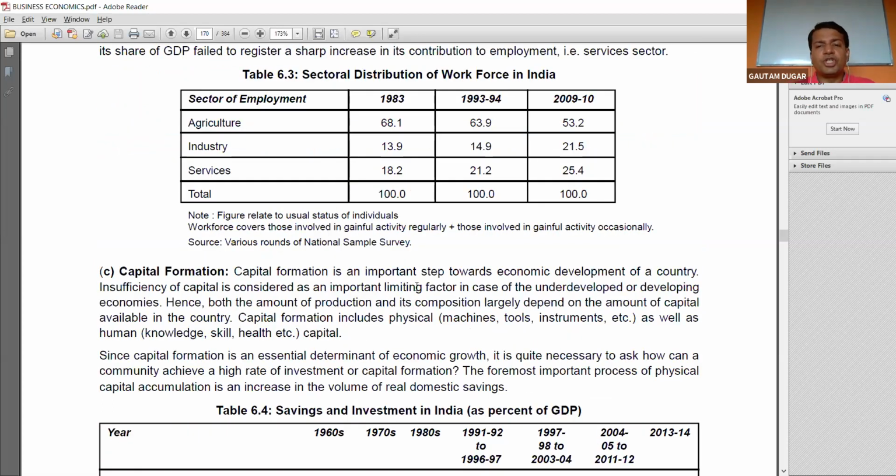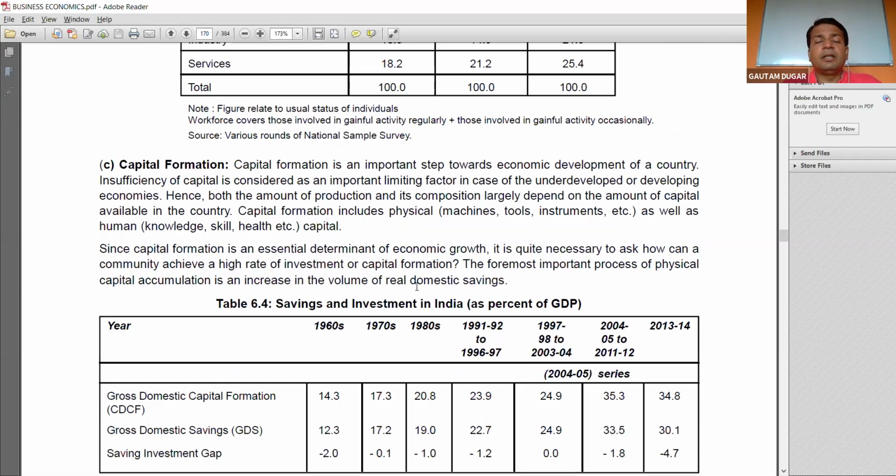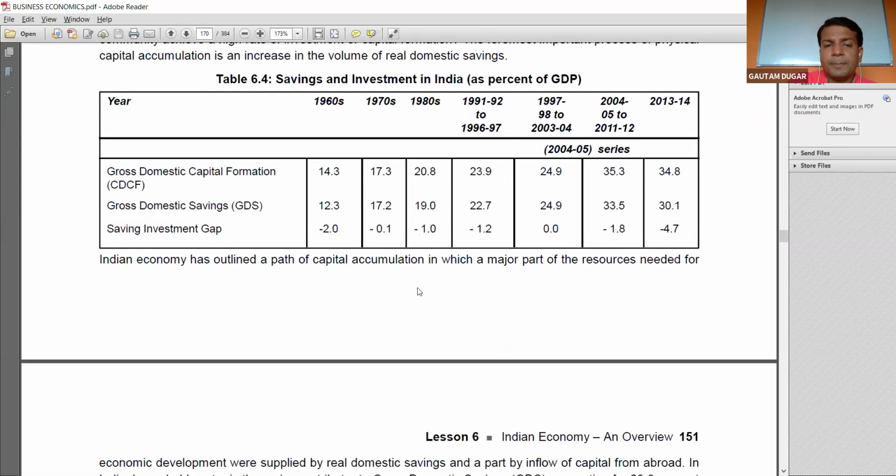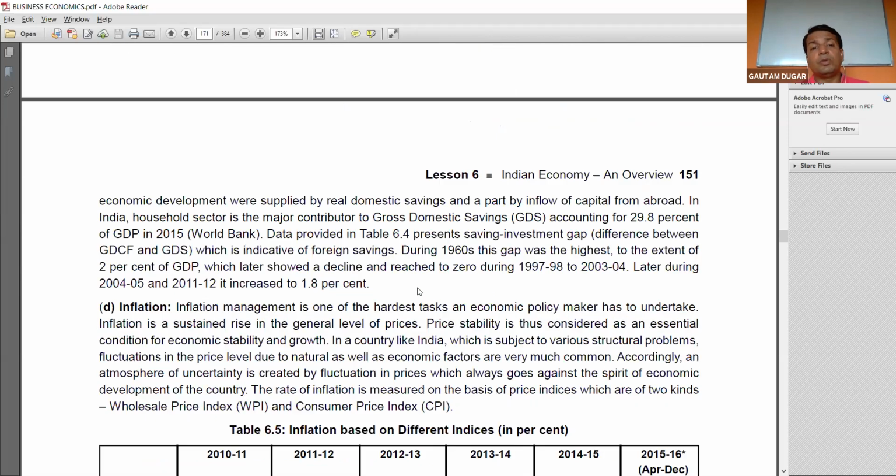Capital formation means accumulation of more capital goods in the economy, and that totally depends upon savings. Now, since in India the income level was very low in the initial years, the rate of savings was also very low. However, gradually the rate of savings has increased, and obviously, with the increase in savings, the rate of capital formation in the country has also increased. Obviously, these data are not required to be learned. Don't worry, you do not need to remember so much data.